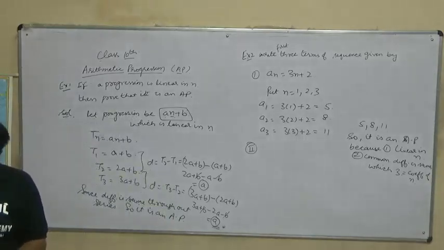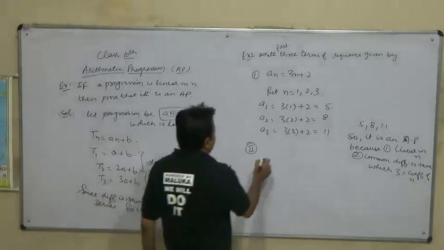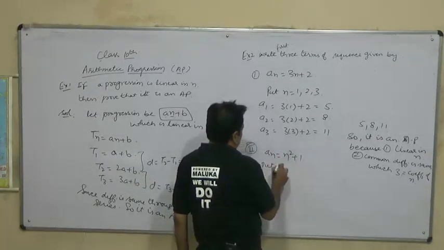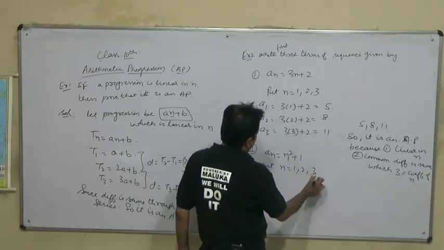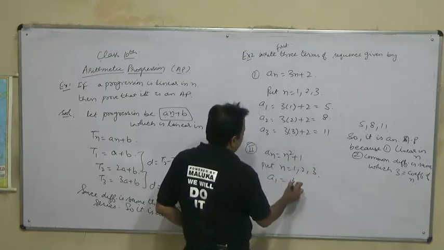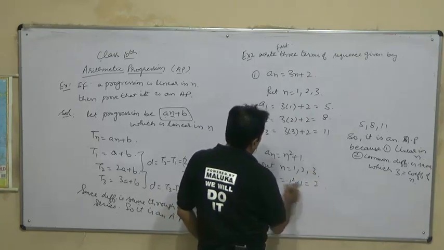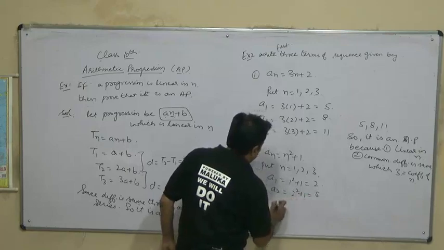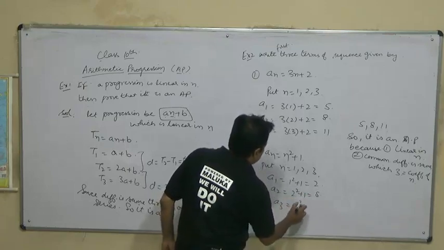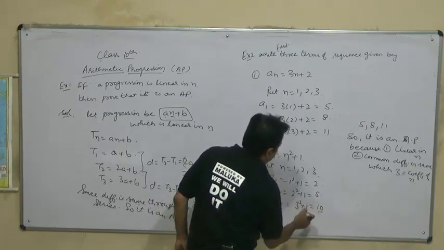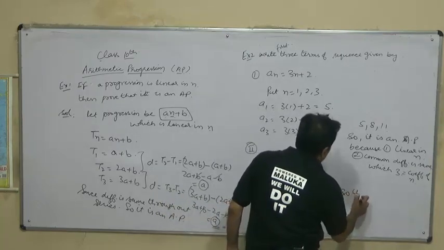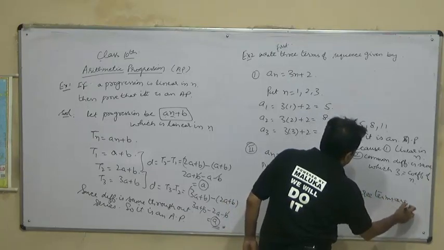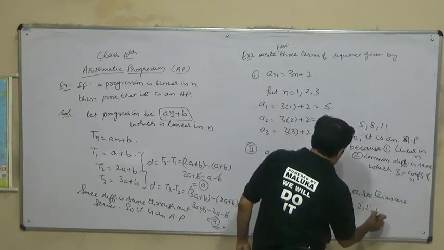an is equal to n square plus 1. Put n is equal to 1, 2, 3. A1 will be equal to 1 square plus 1, this is 2. A2 is equal to 2 square plus 1, which is 5. A3 is equal to 3 square plus 1, which is 10. So the three terms are 2, 5, 10.